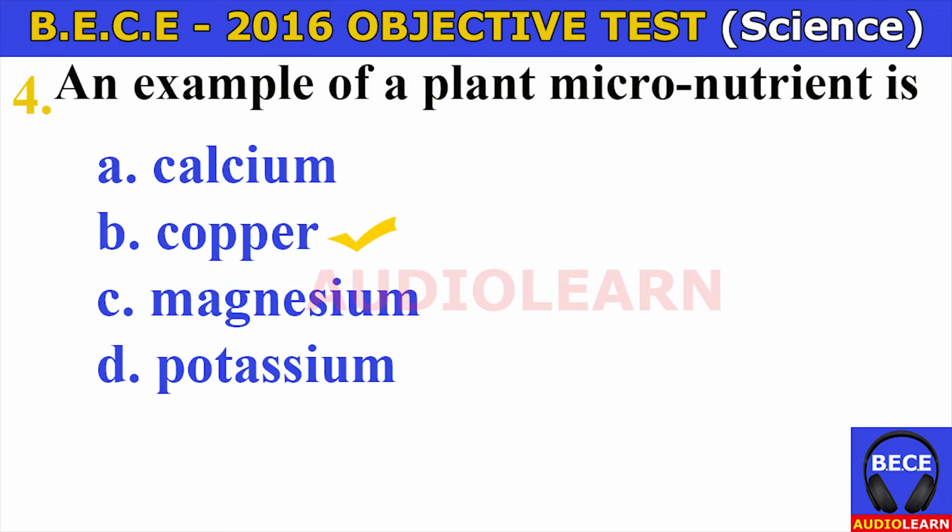Number 4. An example of a plant micronutrient is A. Calcium, B. Copper, C. Magnesium, D. Potassium. And the answer is B. Copper. And the example of a plant micronutrient is B. Copper.